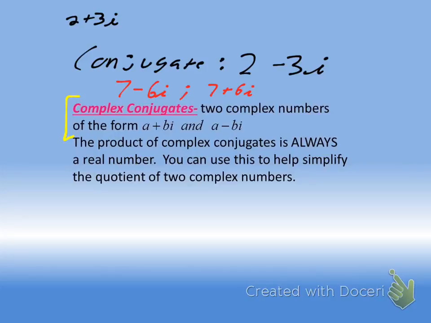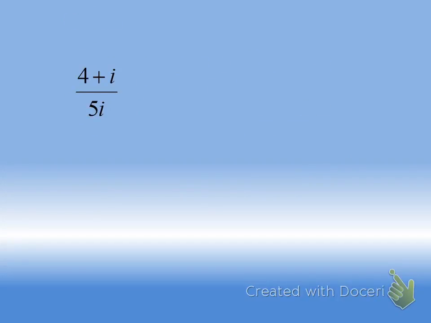Okay? Now that bottom section here. The product of complex conjugates is always a real number. And that's where our problems are going to come into play. You can use this to help simplify the quotient of two complex numbers. Simple here. Now, let me explain what you want to get accomplished. Okay? What you want to get accomplished is you can't have i's in a denominator of a fraction. Okay? Because they represent square roots. And you can't have square roots in the denominators of fractions, so by extension you can't have i's there.